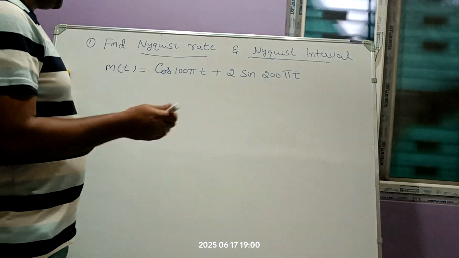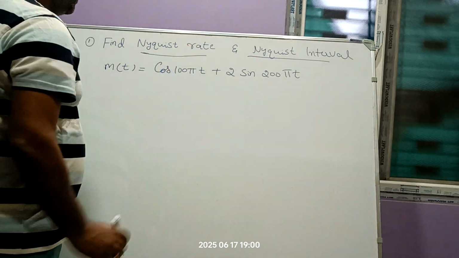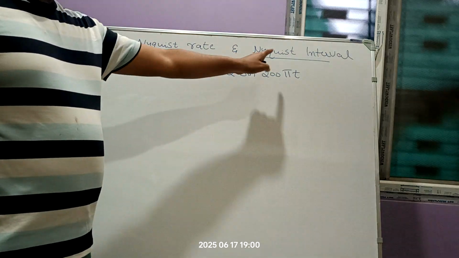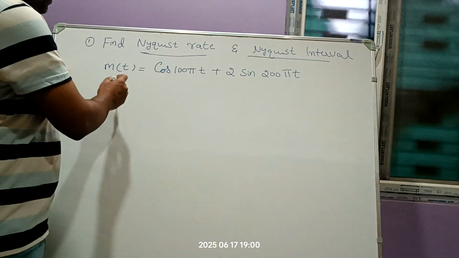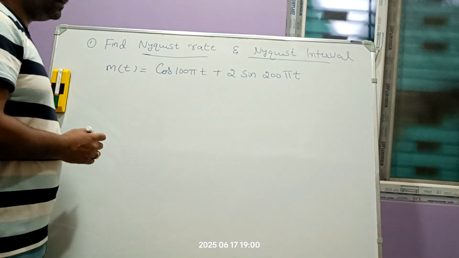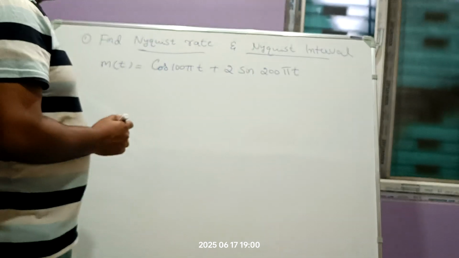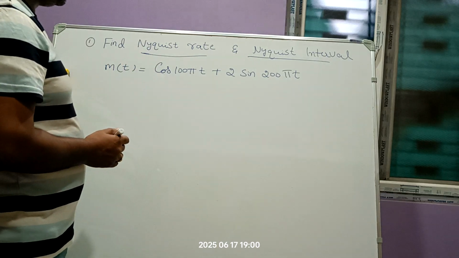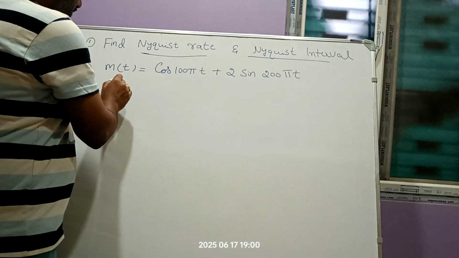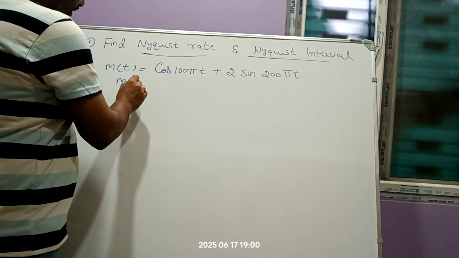So in this video we are going to see a problem on Nyquist rate and Nyquist interval. Find the Nyquist rate and the Nyquist interval for this m of t is equal to cos 100 pi t plus 2 sin 200 pi t. So this is based on the Nyquist rate, Nyquist interval and the sampling theorem. For this, first we will write the standard form.